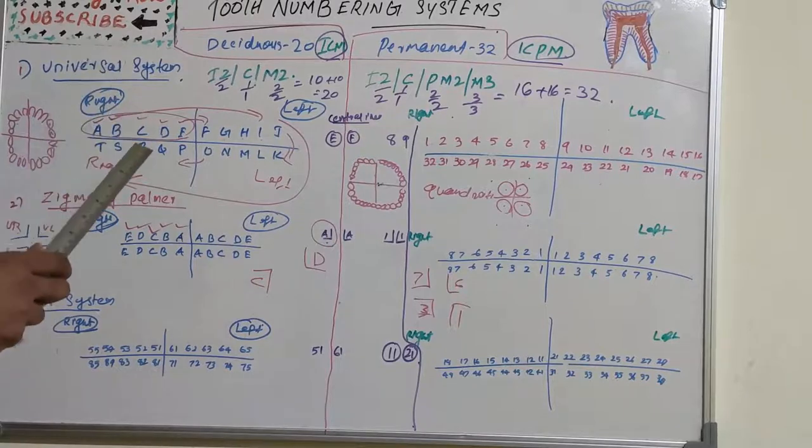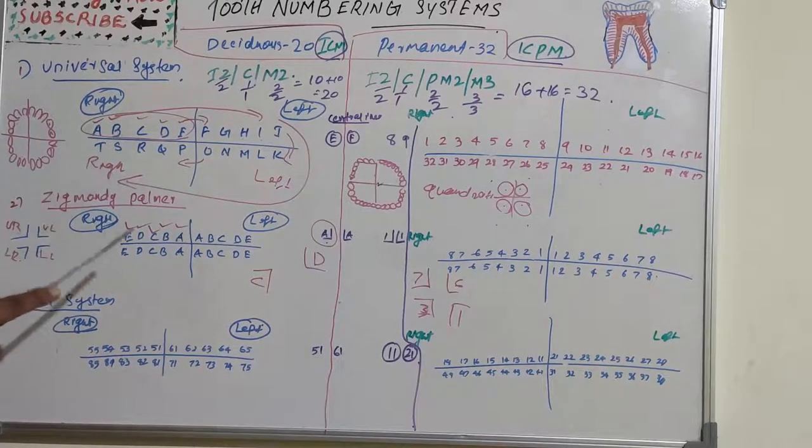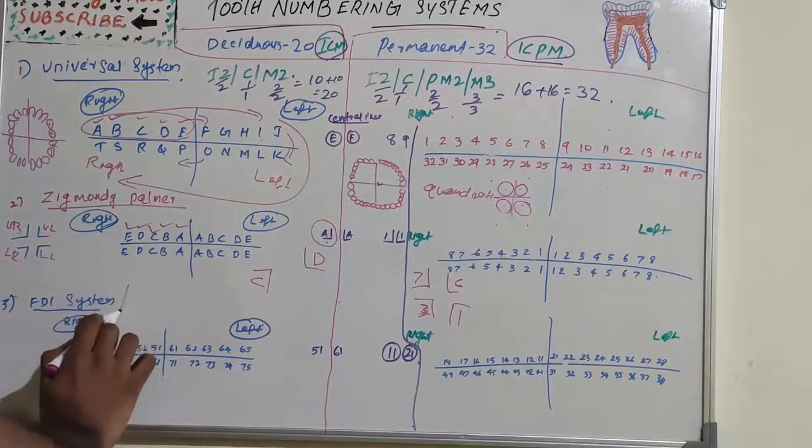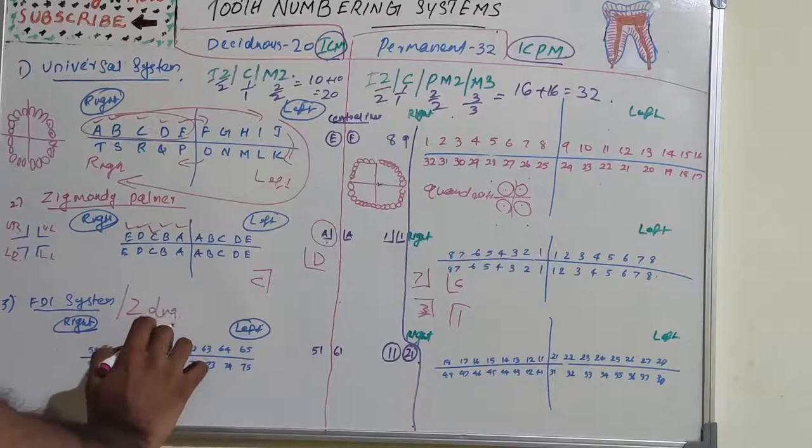So the universal system is very rarely used. The Zsigmondy system is not very commonly used, but it is very easy to use. It is practiced in our clinical practice when we are writing, but it is not an officially used system. The most accepted and officially used system on the academic side is the FDI system. So here are the changes. Here it is also known as the two digit system. Okay, two digit, we are using two digits.